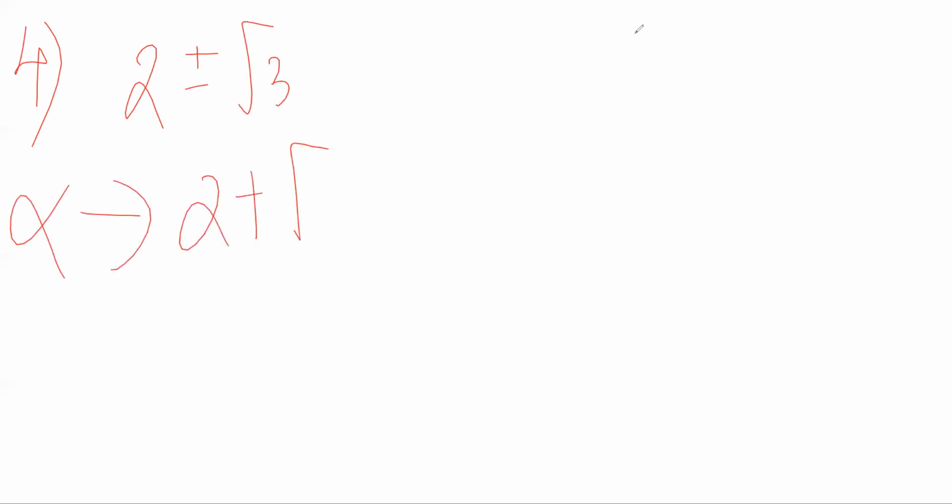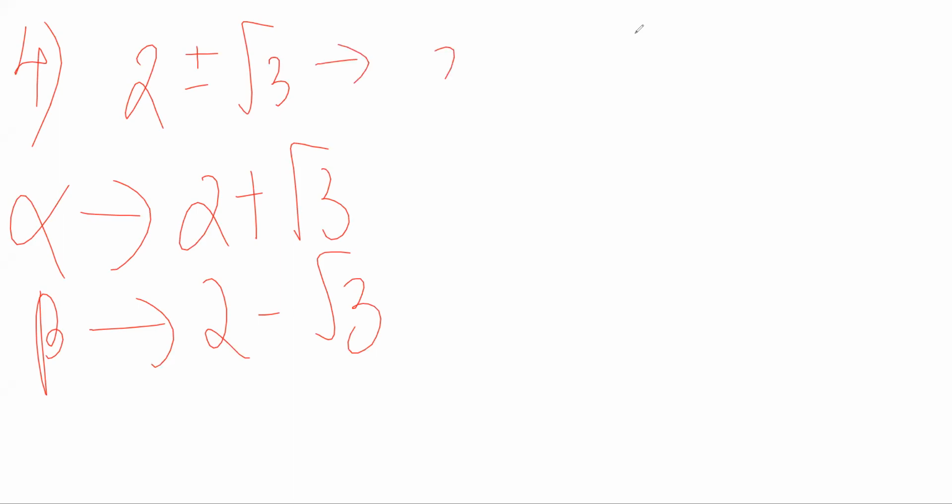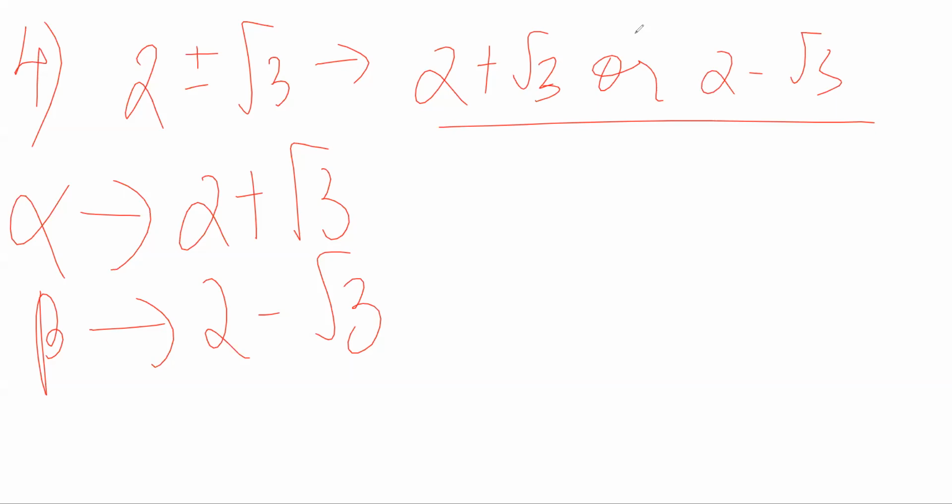So let's move on to the fourth question. We have already done this type of question, where two zeros are given. When you observe this question, two zeros are given, so you need to find the rest of the zeros. Where are the two zeros given? 2 plus or minus root 3. So one zero, alpha, is 2 plus root 3, and beta is 2 minus root 3. Therefore, two zeros are given.